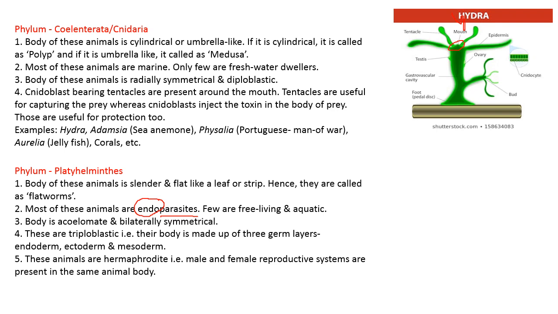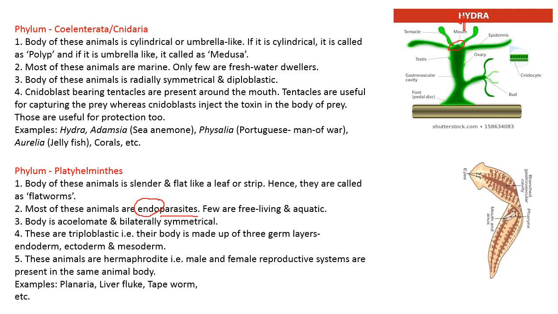These animals are hermaphrodite. Hermaphrodite means the male and the female reproductive systems are present in the same animal body. In the same body, they are going to have both the sexes, male as well as female system, in only one organism. Example: planaria, liver fluke, and the tapeworm.